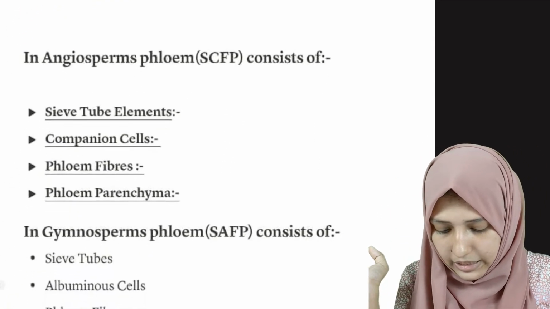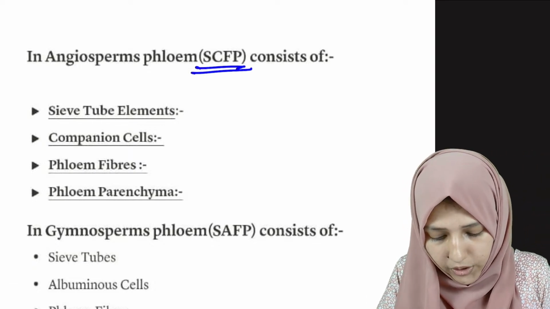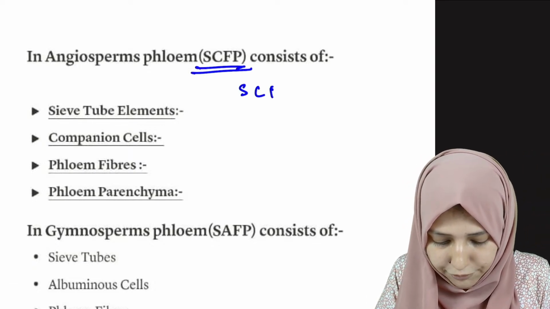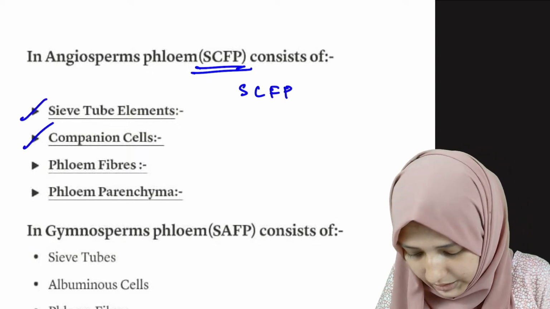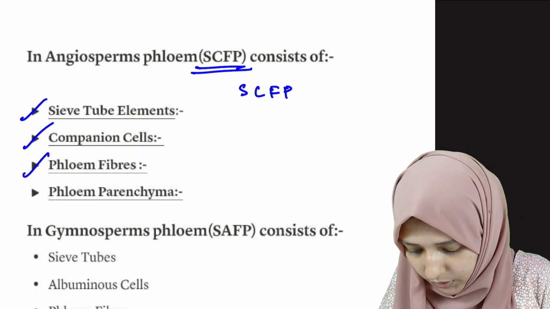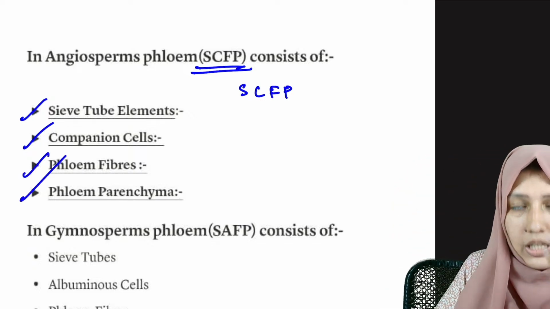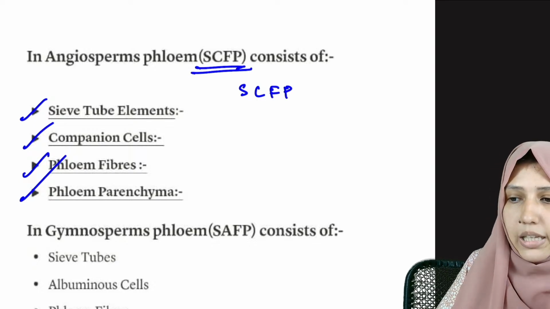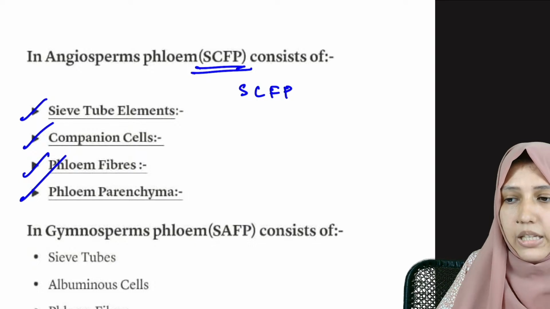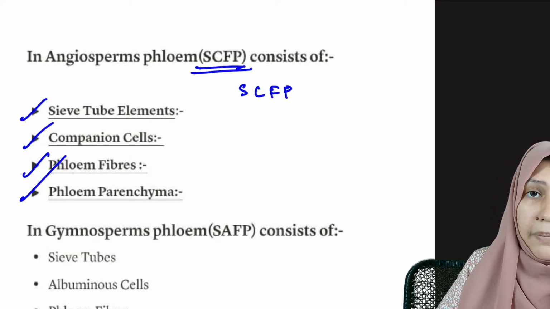Okay. And in angiosperms, just remember this. In angiosperms, phloem will be having SCFP, which means they will be having sieve tube elements, companion cells, phloem fibers and phloem parenchyma. As we discussed in xylem, there are 4 elements. In phloem also there are 4 elements. The first one is sieve tube element, the second one is companion cells, third one is phloem fibers, and the fourth one is phloem parenchyma.